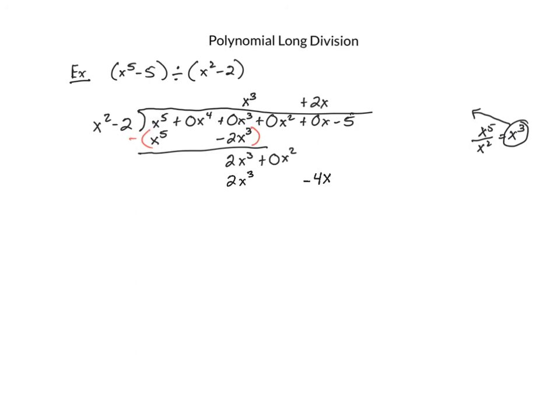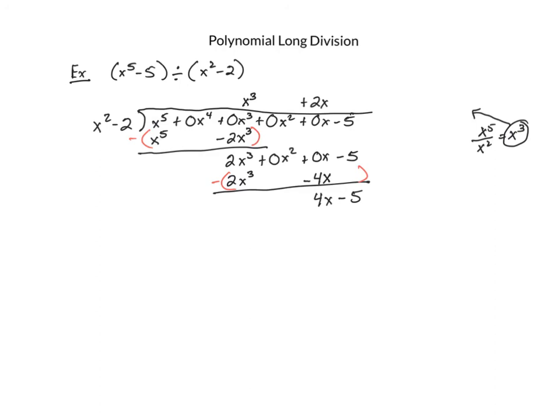So I see it would have been a little bit nicer if I had brought down that 0x. And you could even bring down that minus 5. You could bring down everything if you're not sure. Now let's do our subtraction. I have 2x cubed minus 2x cubed. That's gone. 0x squared minus nothing is just 0x squared. I have 0x minus negative 4x. That is 4x. And I just have that negative 5 minus 0. That's still negative 5. Or just think of it as bringing down that minus 5.